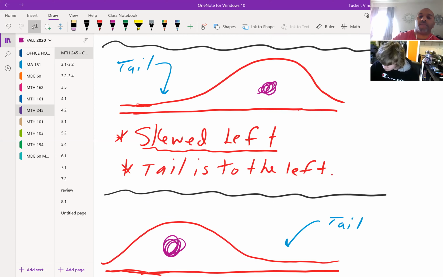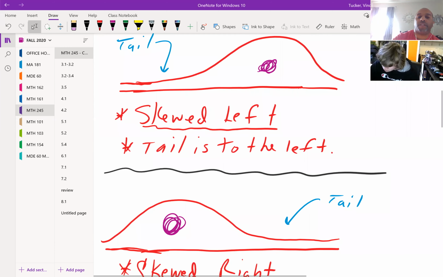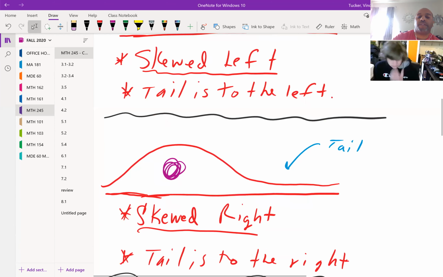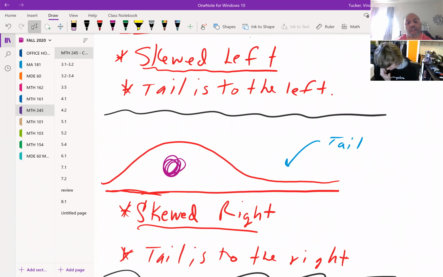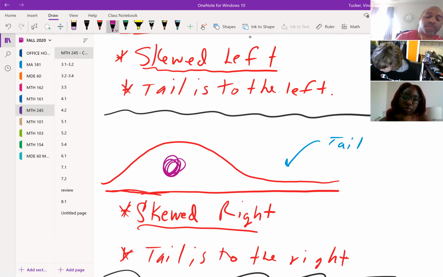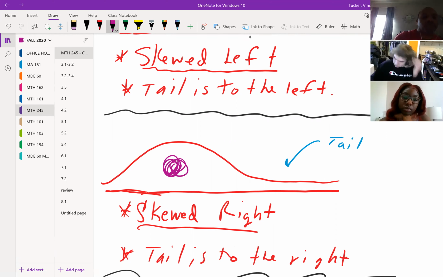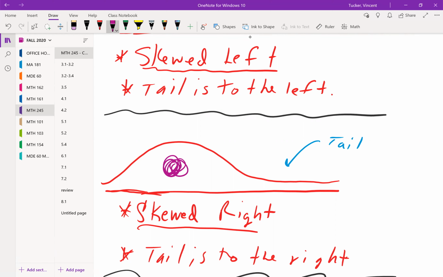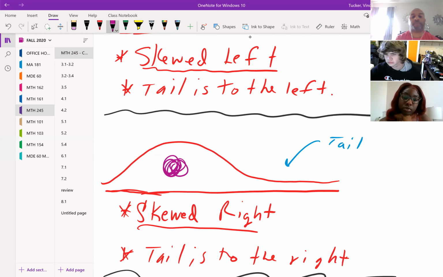And then in the same way, you're looking at skewed right, the tail of your data is going to be to the right, and the bulk of your data is to the left. All right. Questions on either one of those four?